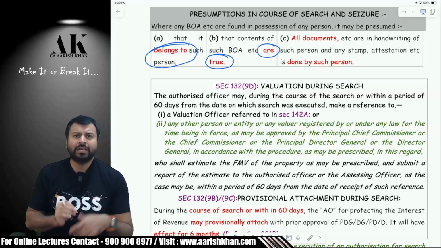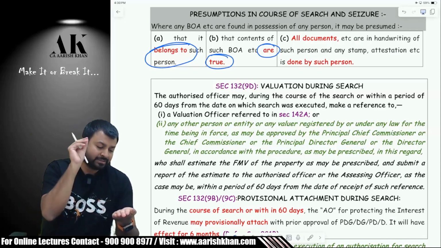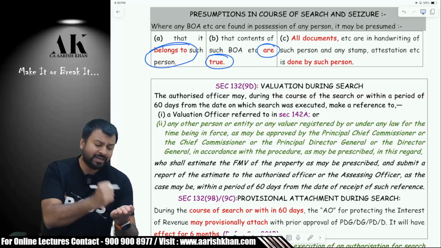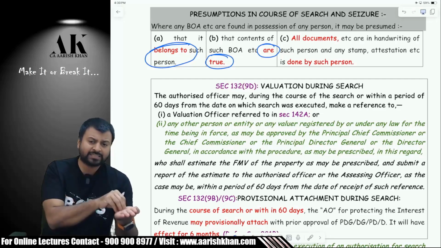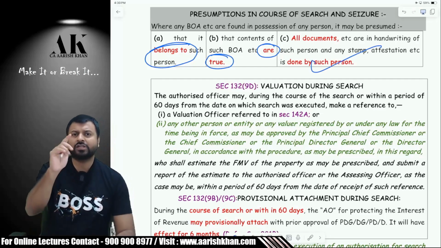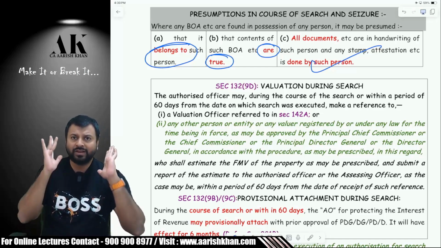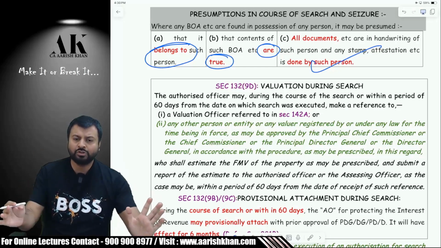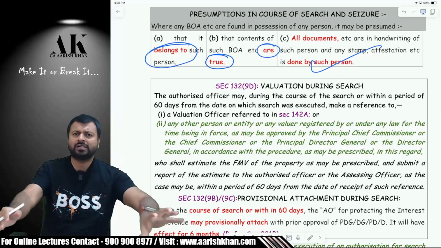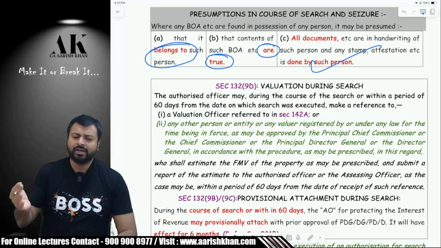Third one, if he finds any documents in the hands of any person, then it will be presumed that it is written by that person only who is holding it. It is stamped by that person. It is executed by that person. It is attested by that person. Everything is done by that person only who is in the possession of that particular asset. I hope it is clear to all of you. So if anything is found in your hand, it belongs to you. The content is true, the handwriting is yours, the signing is yours, attestation is yours, stamping is done by you only. And if it is not done by you, you have to prove it. It is done by which person?